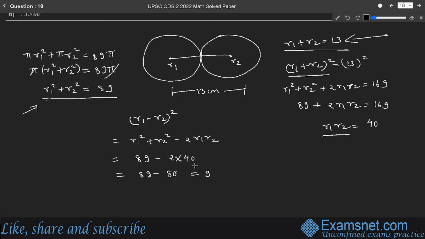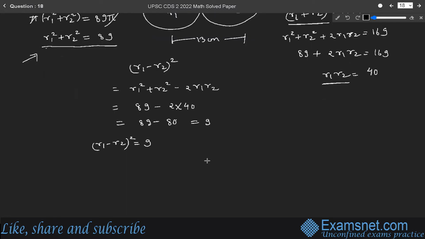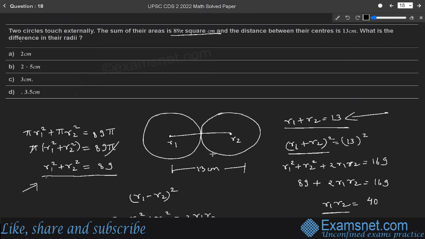But it is the value for r1 minus r2 whole square. So taking square root on the right hand side, r1 minus r2 will be under root of 9, which is 3. So the difference between the radii, which is r1 minus r2, is 3. Therefore, the correct option is option number C here, 3 centimeter. I hope this question is clear to you.